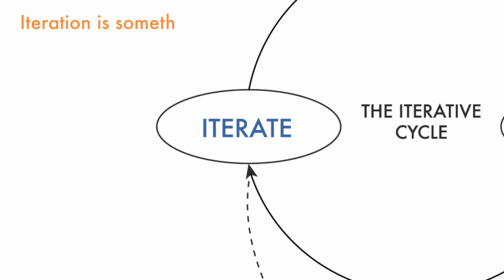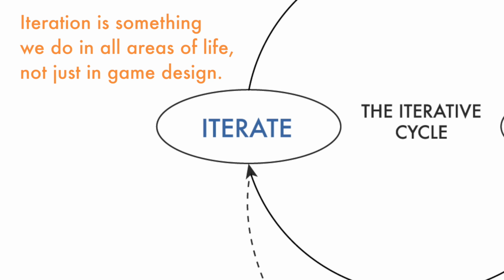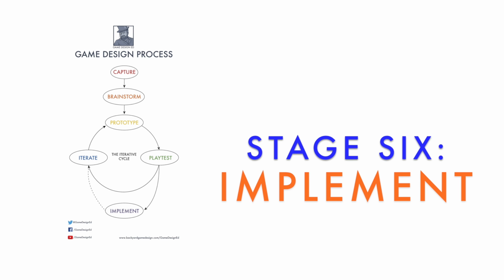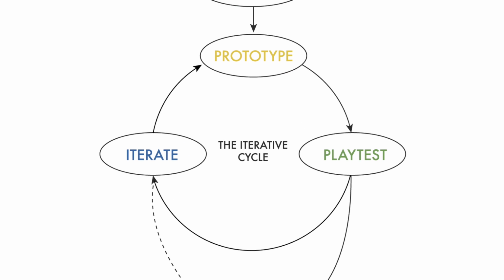Iteration is something we do in all areas of life, not just in game design. We try something and then change it based on the feedback we get. So after going through the iterative cycle enough times, hopefully you come out the other side with a good game.